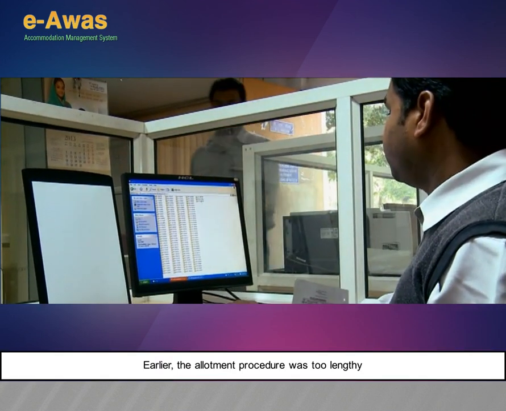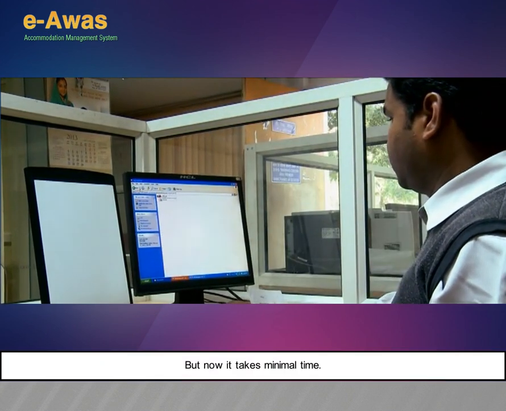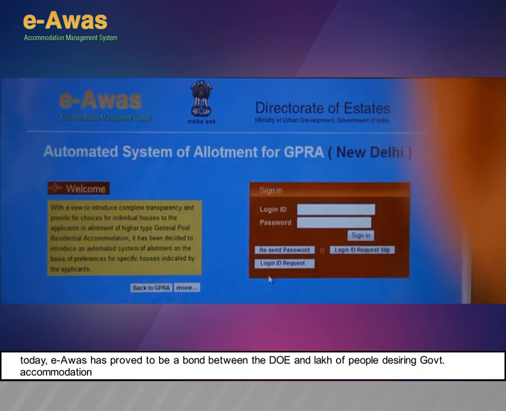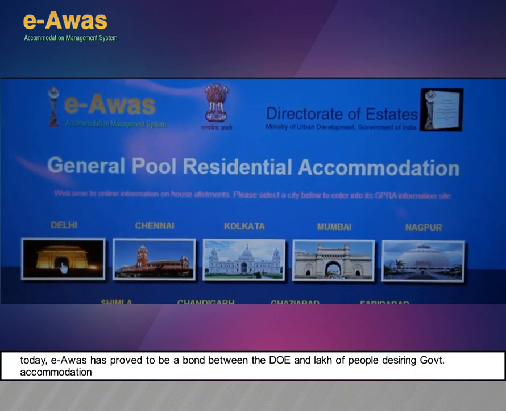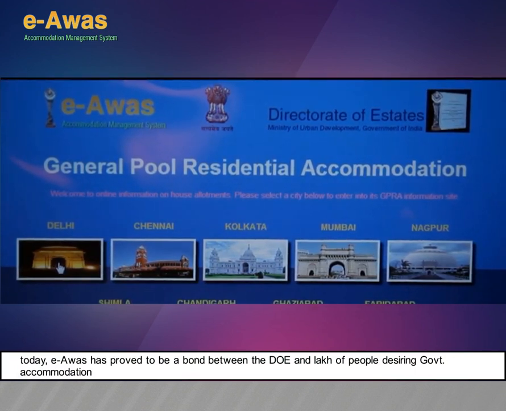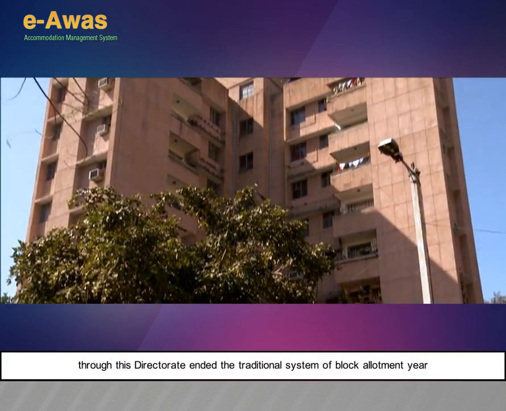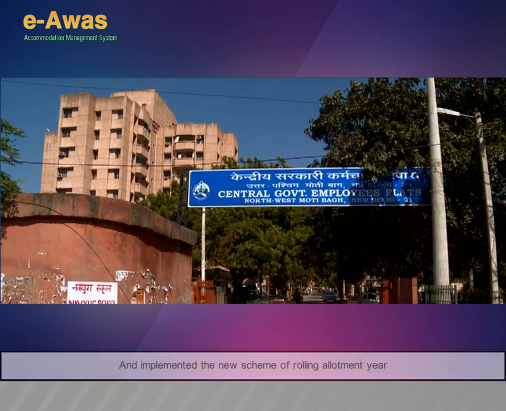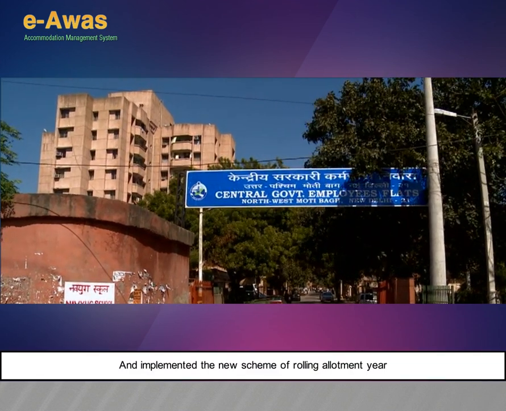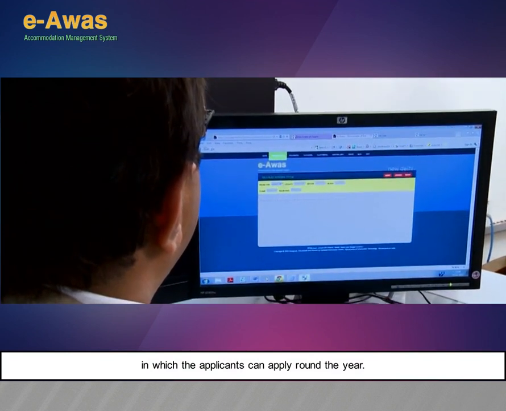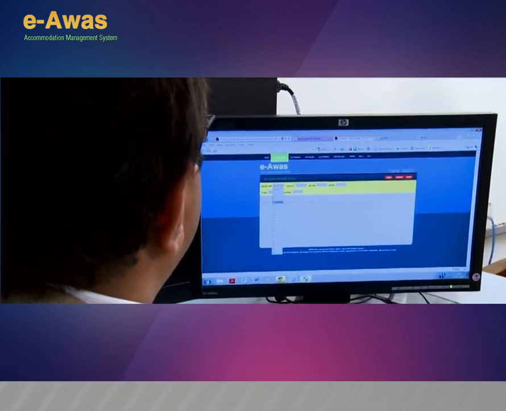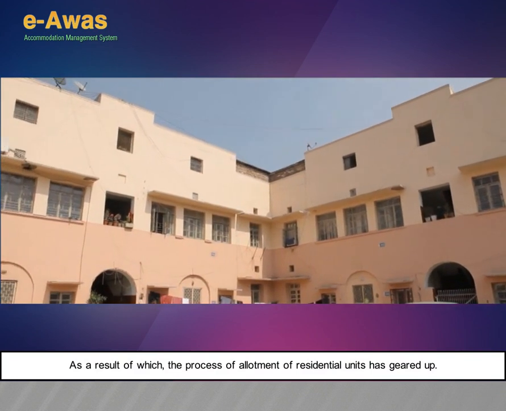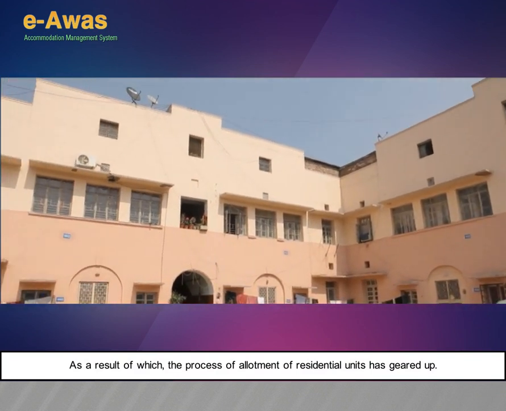Earlier, the allotment procedure was too lengthy, but now it takes minimal time. Today, e-Awas has proved to be a bond between the DOE and lakhs of people desiring government accommodation. The directorate moved from the traditional system of block allotment year and implemented the new scheme of rolling allotment year, in which the applicants can apply round the year. This has reduced the problem of illegal possession of quarters, as a result of which the process of allotment of residential units has geared up.